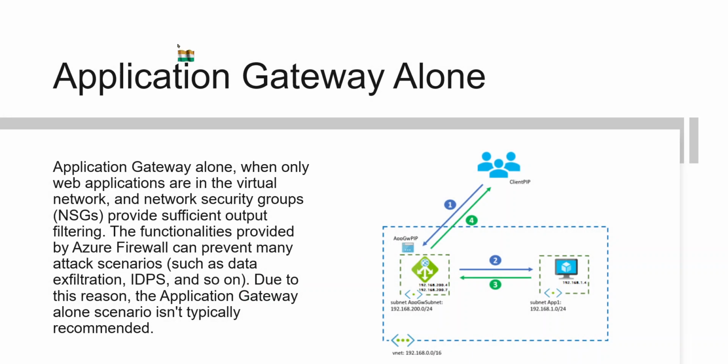So if you go to the next scenario where there is only the application gateway, you can see here the application gateway along with the NSG is configured. But this kind of scenario is usually not recommended, because for the outbound traffic, you need the Azure Firewall, because just with NSG it is not sufficient to protect in many scenarios.